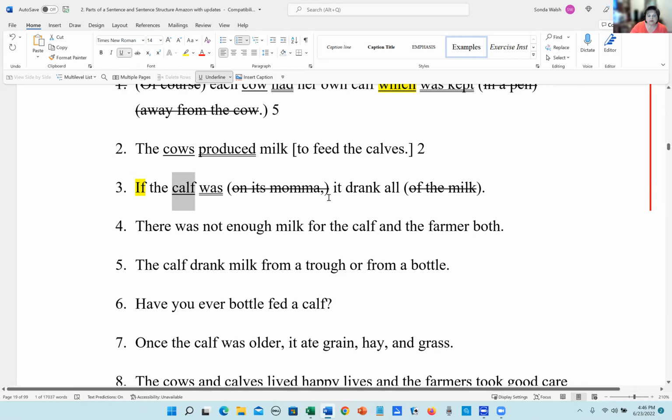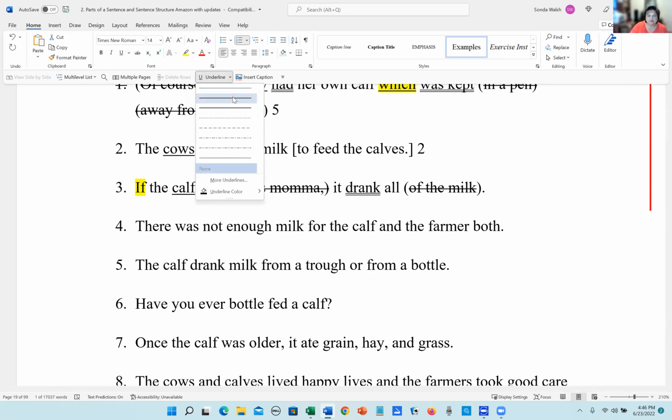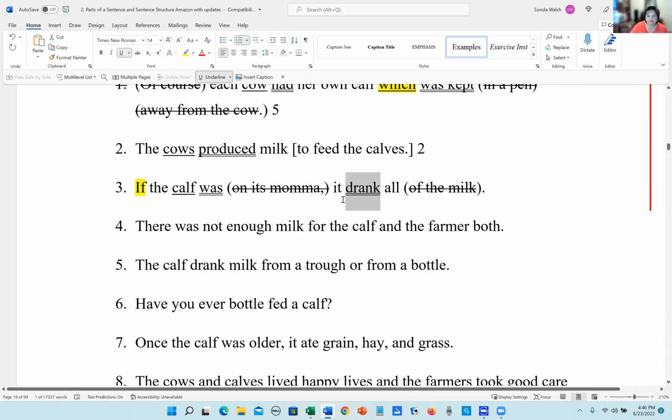And then I'm going to look for another verb. "Drank" is a verb. What drank all of the milk? And "it" is the pronoun. It drank all of the milk as a subject and verb.